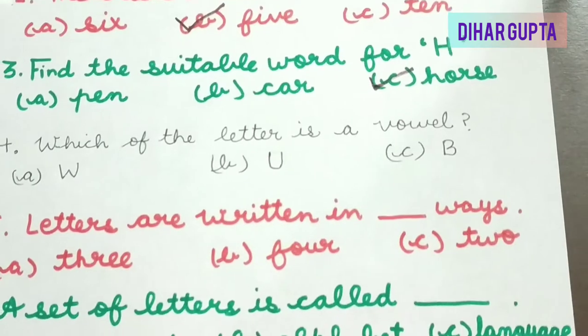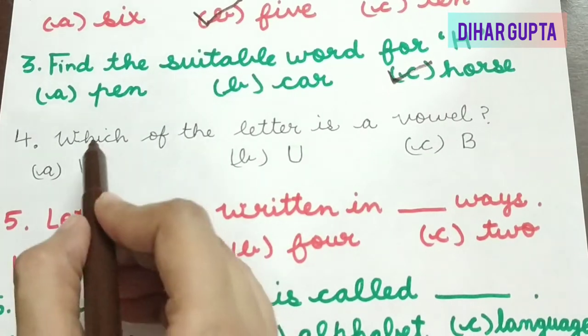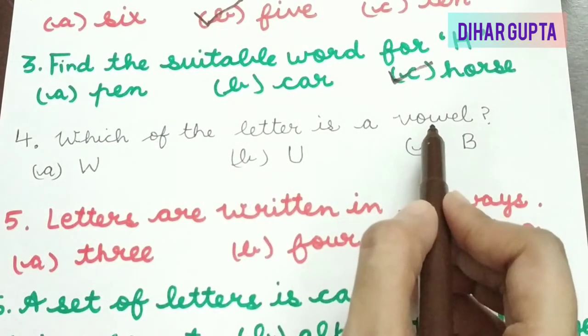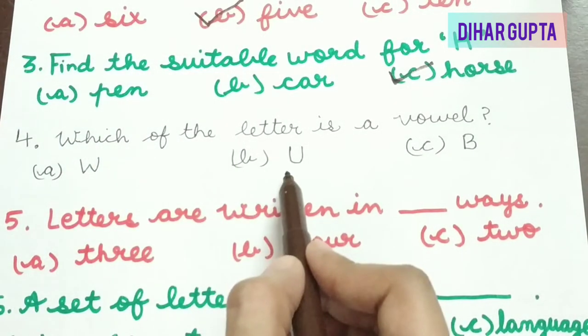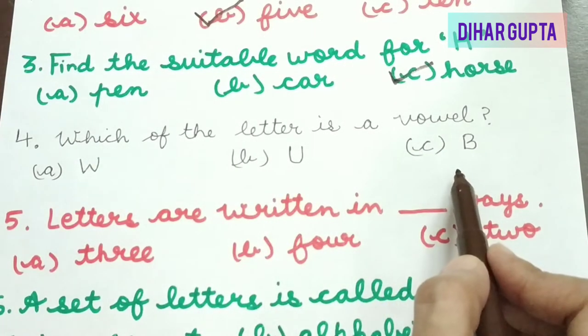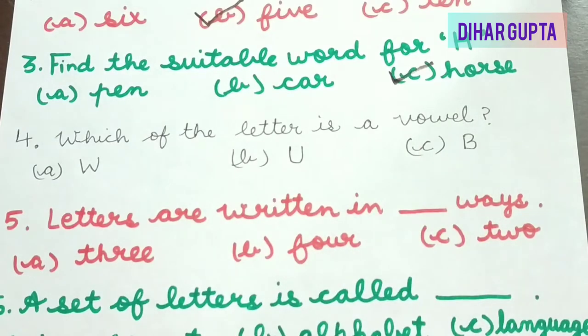Question number 4. Which of the letter is a vowel? Is it W, or U, or B? So our answer is U.